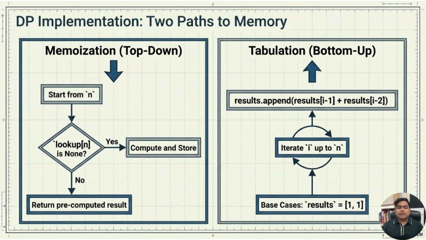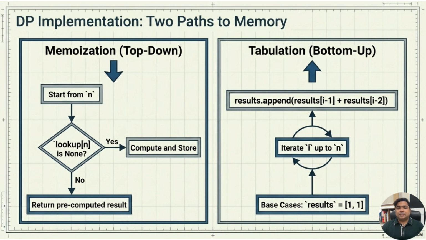The second method is tabulation, also called the bottom-up approach. Here we start with the smallest known answers. For Fibonacci, the base cases are stored as 1 and 1. Then we build the solution upward step by step. The formula shown on the slide is pronounced as results.append open bracket results at I minus 1 plus results at I minus 2 close bracket. This means the next Fibonacci value is created by adding the previous two values.